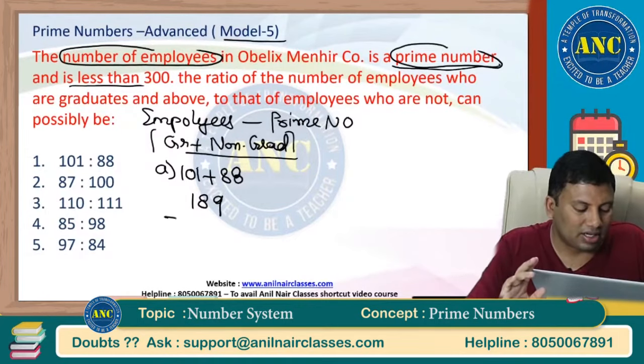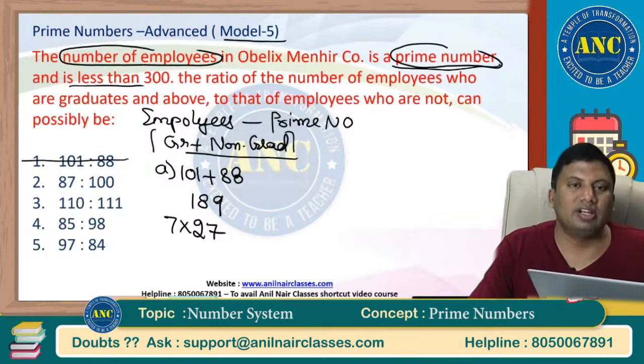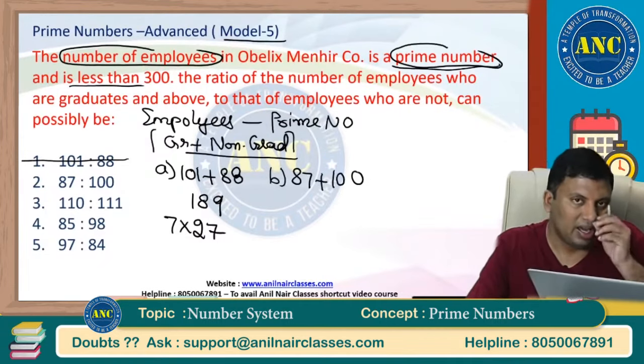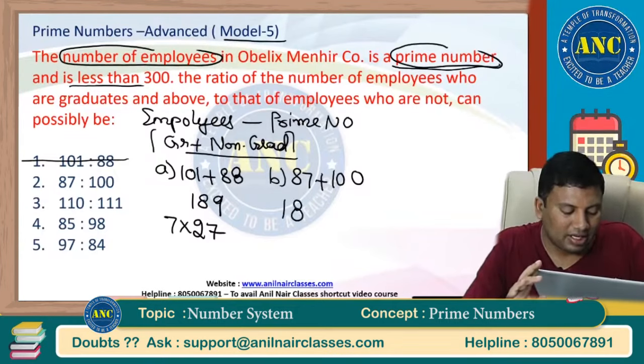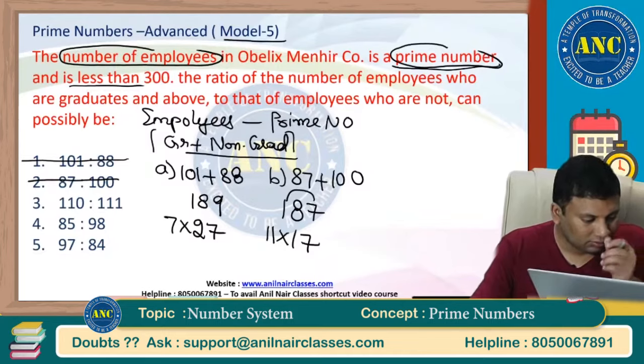189: if you observe, 7 into 27, 7 2s are 14, 7 7s are 49. The answer is divisible by 7, so it cannot be a prime number. For the next one, the lowest is 87k plus 100k, but we are taking k value 1. It is 187. 7 plus 1 is 8, so the answer is divisible by 11. So, these are out. Next one.